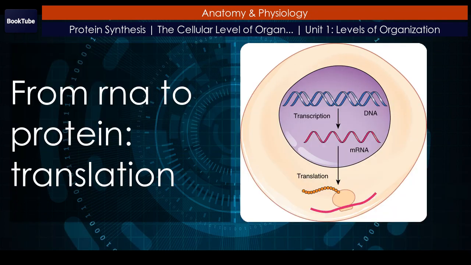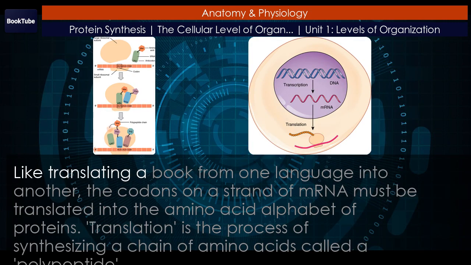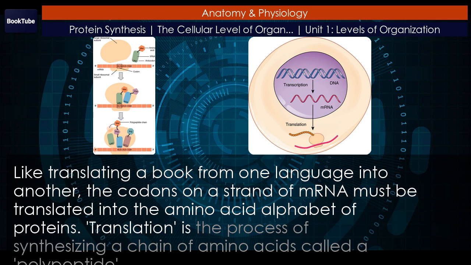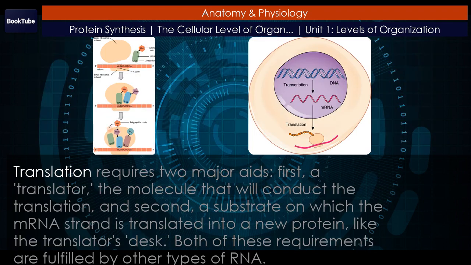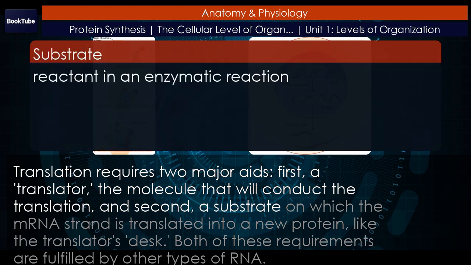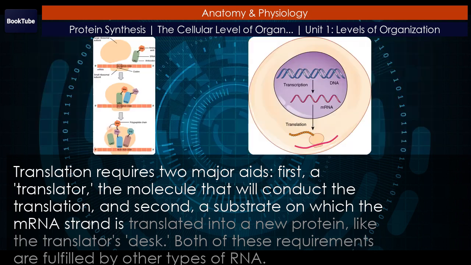From RNA to protein, translation. Like translating a book from one language into another, the codons on a strand of mRNA must be translated into the amino acid alphabet of proteins. Translation is the process of synthesizing a chain of amino acids called a polypeptide. Translation requires 2 major aids. First, a translator, the molecule that will conduct the translation, and second, a substrate on which the mRNA strand is translated into a new protein. Like the translator's desk, both of these requirements are fulfilled by other types of RNA.